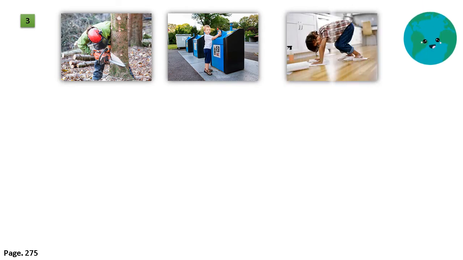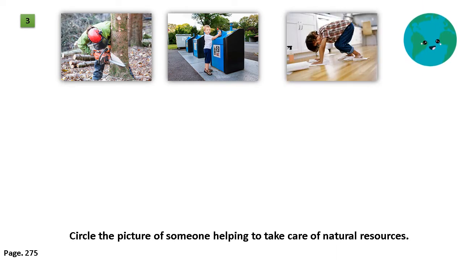Let's continue to solve our exercises on page 275. And for part 3, we have to look at these 3 pictures and to circle the picture of someone helping to take care of natural resources. Very good! Let's circle the second picture, which shows a child throwing a bottle in the recycling bin.